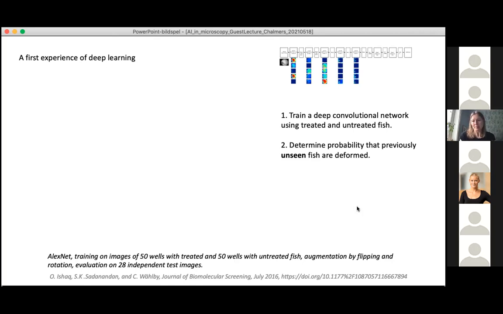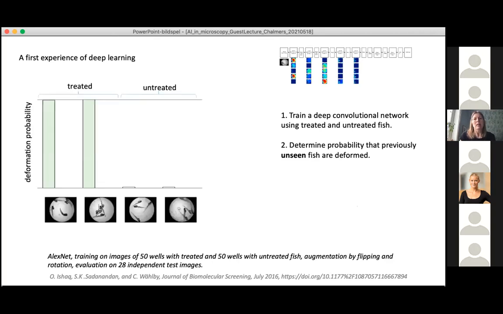And then, of course, we wanted to determine the probability that previously unseen fish were classified as deformed. I'm showing the results now only on 4 images, but then we had a much larger data set for the evaluation. What we saw was that for the treated fish, we had a high probability of deformation of the fish, and for the untreated fish, we had a low probability of deformation. In this case, we didn't say what is a well and what is a fish. We just threw in the images as they were.